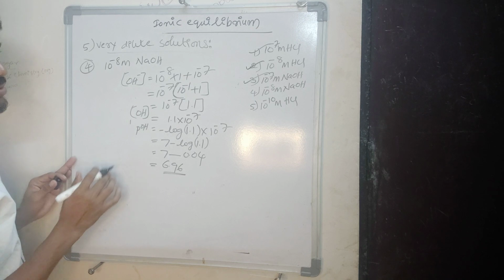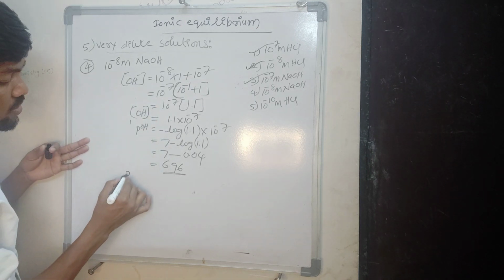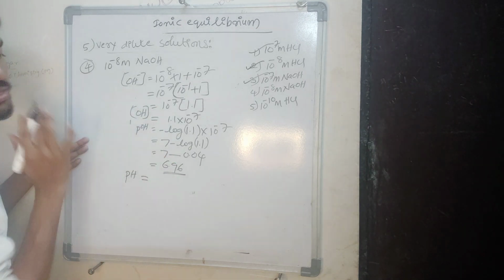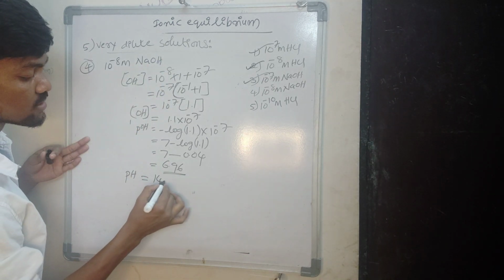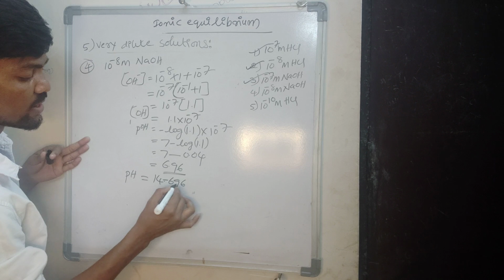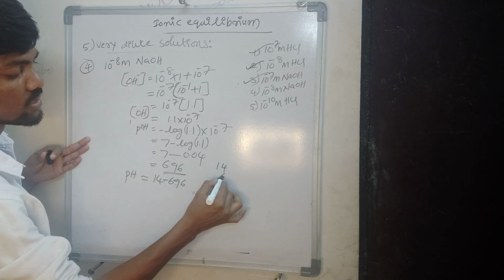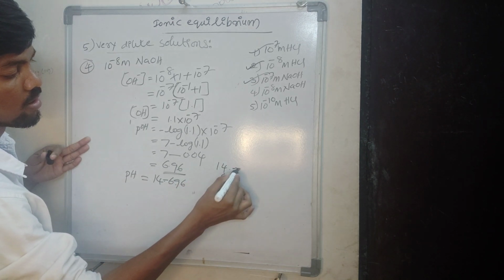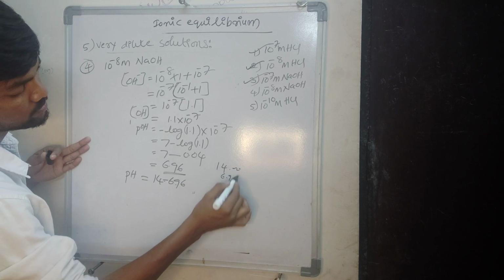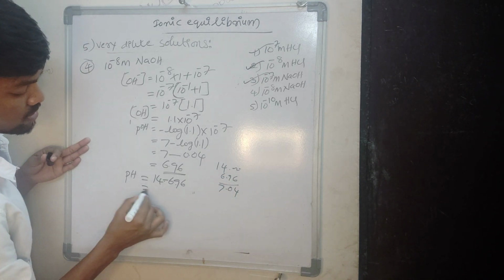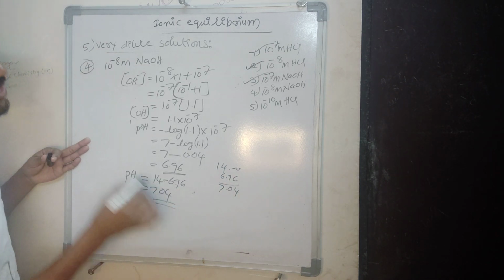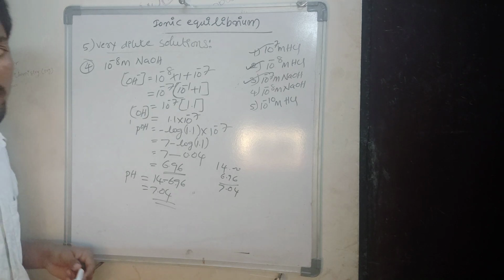This is for pOH. How can you find out the pH value? pH will be greater than 7 for a base, already I told you. So 14 minus 6.96. How much? It is 7.04, the pH value for this base. Understand?